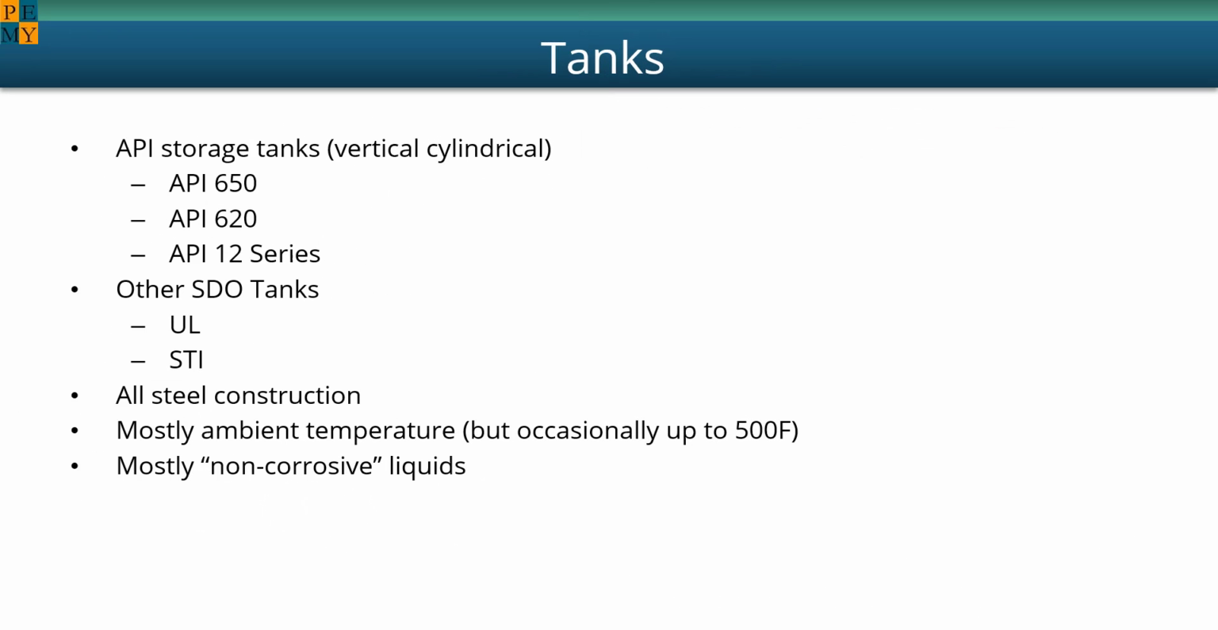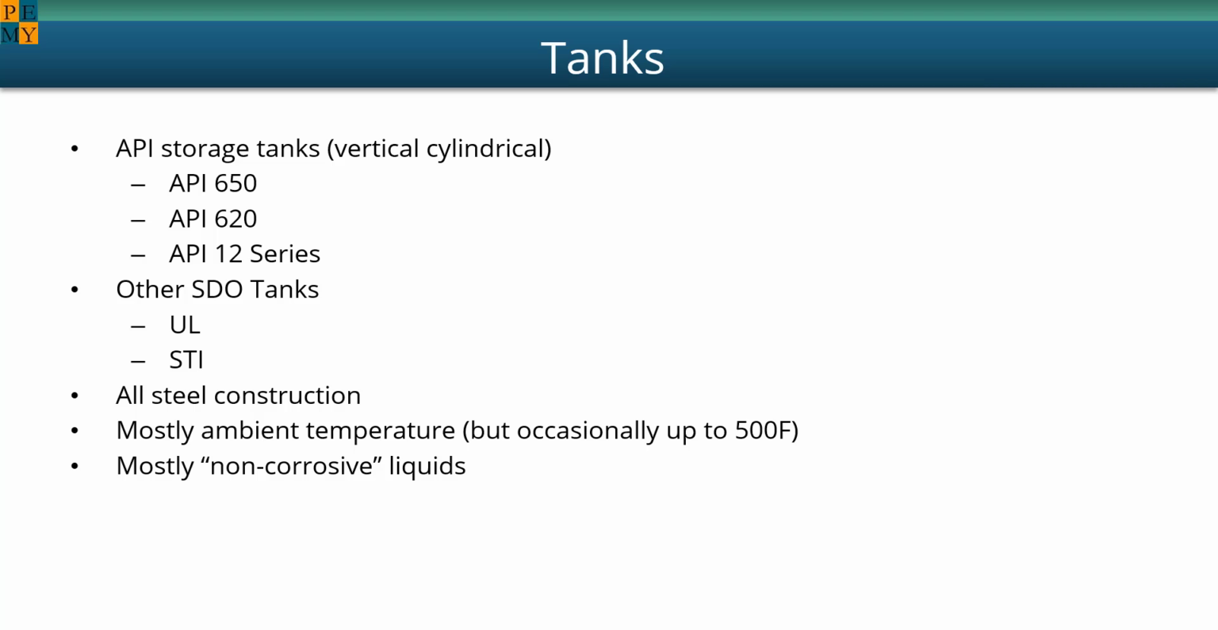Today we are talking about vertical cylindrical storage tanks used in the petroleum industry. These tanks range from 15 to over 350 feet in diameter and store all kinds of petroleum liquids, from fuels to chemicals to crude oil to other petroleum products. Most of these tanks are built to API 650.